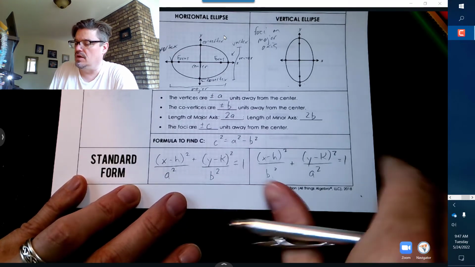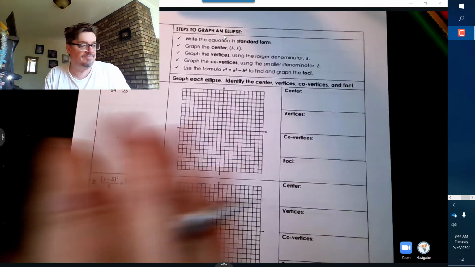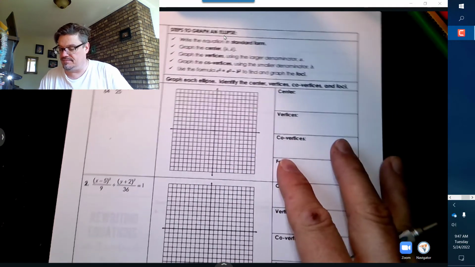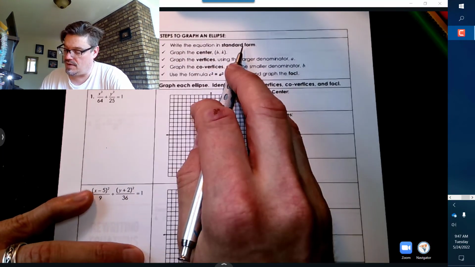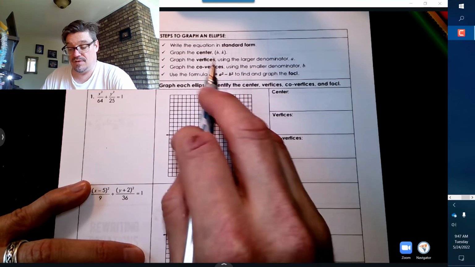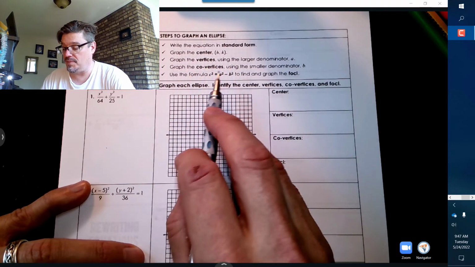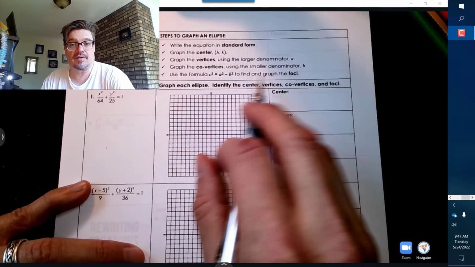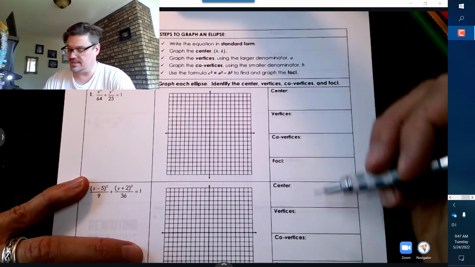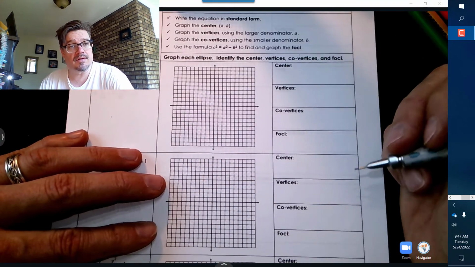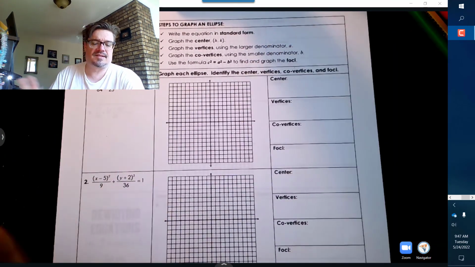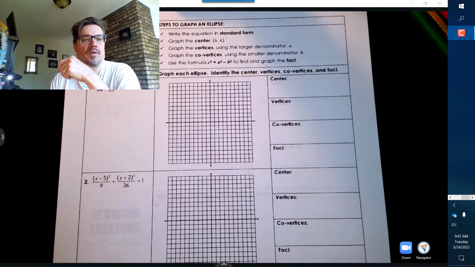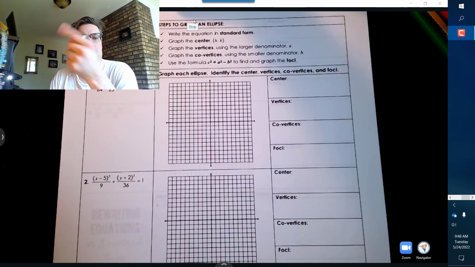So what does this look like when we graph it? When you graph an ellipse, I enjoy these. I love conic sections. You want to write the equation in standard form. You graph the center, then you do the vertices, then the co-vertices, and then use this formula to find the foci. Now the foci are going to come off the center. We'll actually do these 3 problems, and then you'll be on your own. In fact, I'm going to stop just because we're at the 6-minute mark. It's easy to upload. We'll do these problems on the next video.